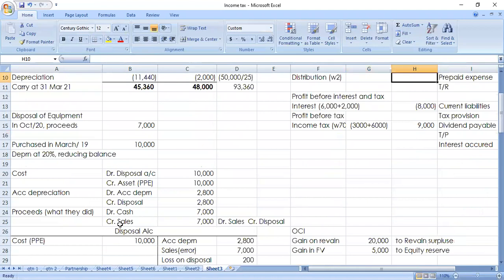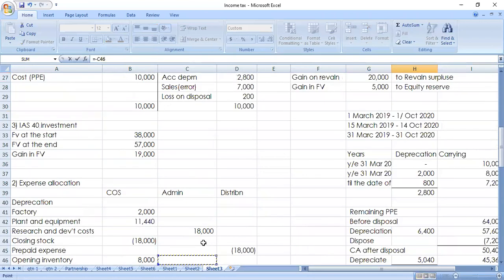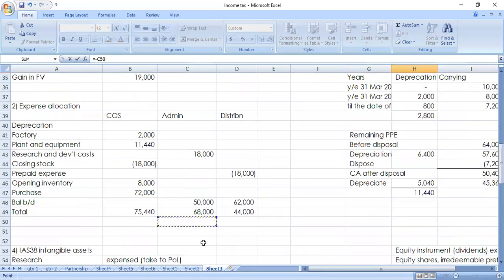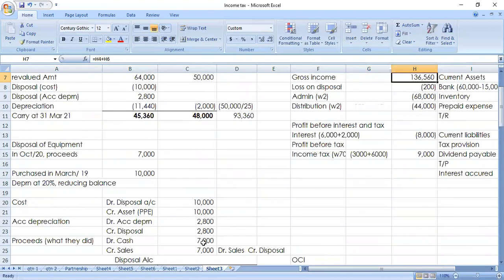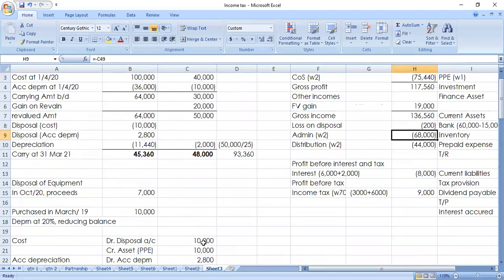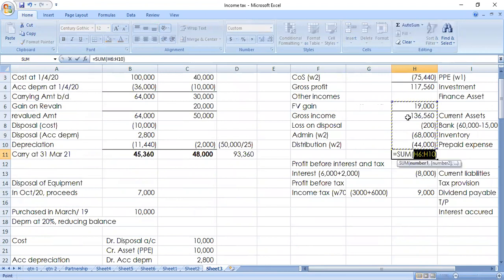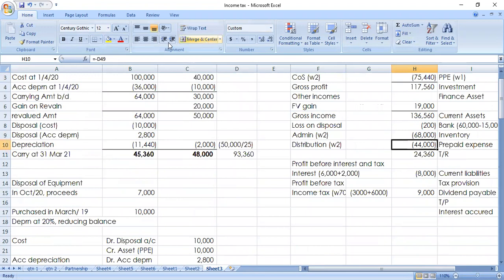$68. Then for distribution, it's 40. Okay, so you add accordingly, you add the gross income and deduct all these expenses. So I have 24 as my profit before interest and tax.